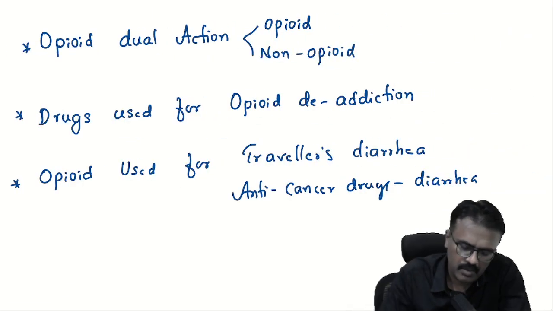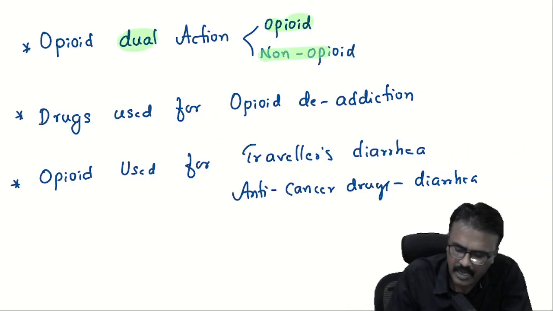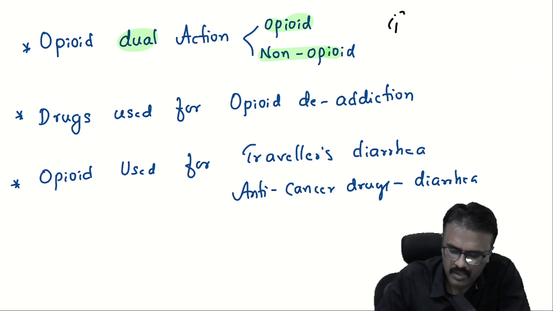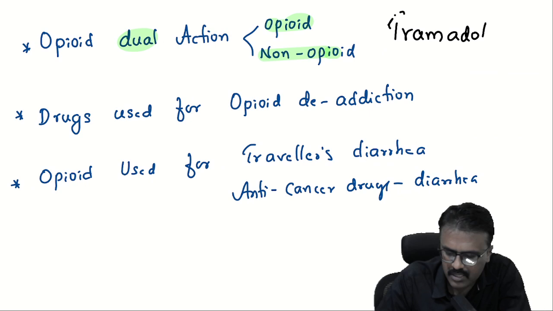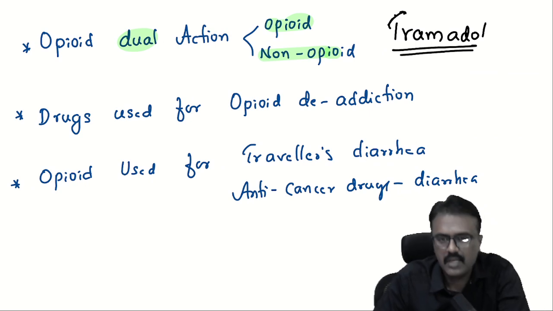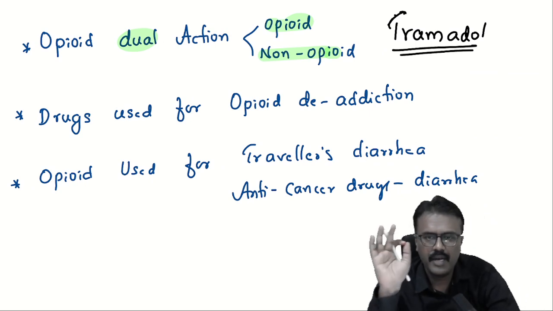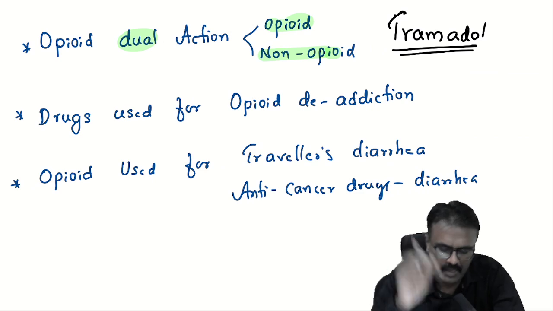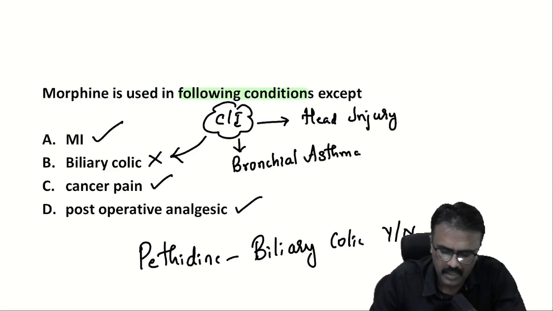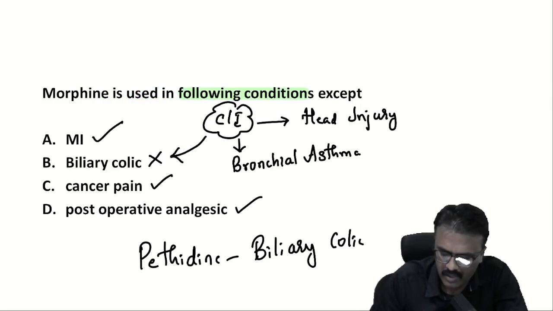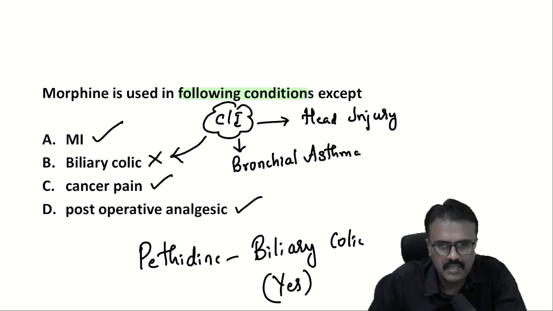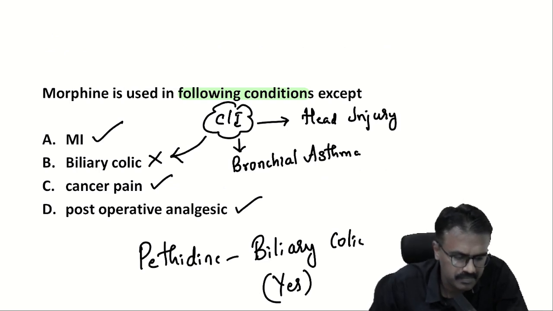Now coming to some of the questions: the opioid which has dual action, opioid and non-opioid action, is called tramadol. Tramadol is a partial mu agonist and also inhibits noradrenaline and serotonin reuptake. The question I asked is, pethidine, can I give it in biliary colic? 100% yes, because it has atropine-like action, so it has antispasmodic property.